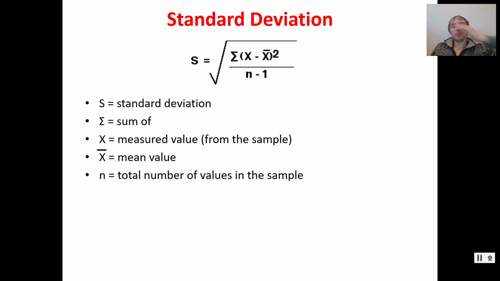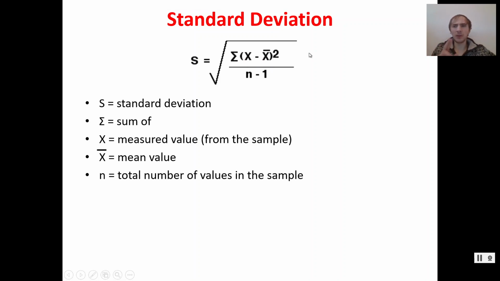So what you do is you get each value. Let's say I took the height of 30 men. I get each value, so the first one might be 1.8 meters. I subtract the mean, which is 1.8 meters, and I get 0. I square that, I get 0. I do that for every man in my sample. So for every man, I take their height, I take away the mean height, I square that, and then I add all of those together.